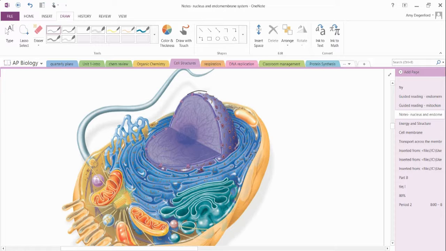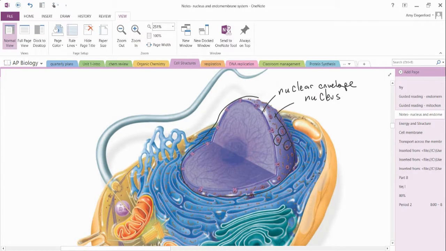Well, we know we have this large purple structure. That's going to be the nucleus. The nucleus is surrounded by the nuclear envelope. And then within the nuclear envelope, you have these little purple guys, and I can zoom in on that. They're the nuclear pores. We'll go over those in a little bit more detail in just a minute. And then within the nucleus, we have the chromatin. And then this dark area, the nucleolus.